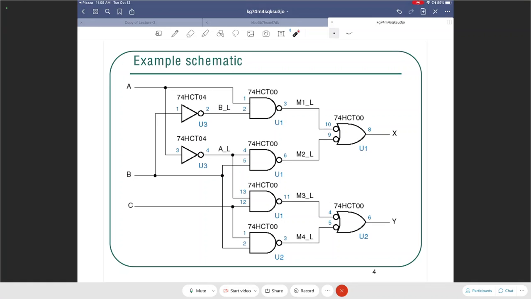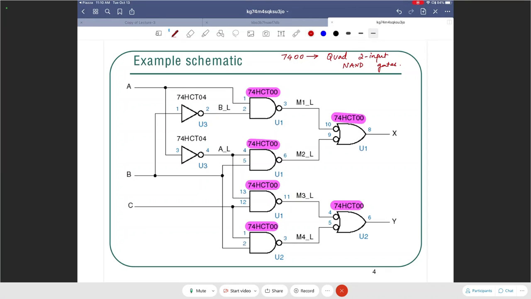Each gate has a part number. The part number appears at the top of the gate. It belongs to the 7400 series ICs, 74HCT00. The 7400, those are the 4 numbers over there, essentially corresponds to quad 2-input NAND gates. So 7400 is an IC in which there are 4 2-input NAND gates. You of course don't have to remember this, but that's what the number suggests, 7400.